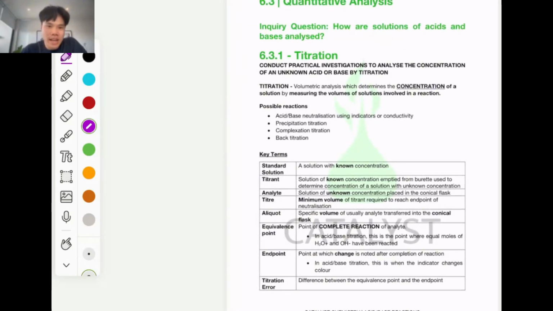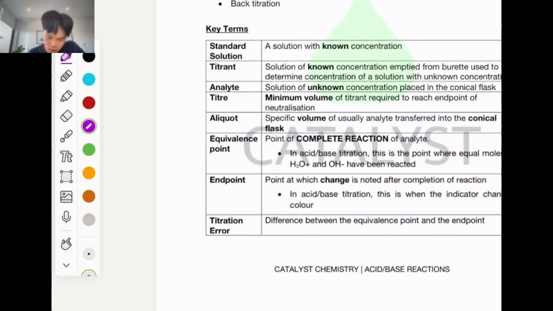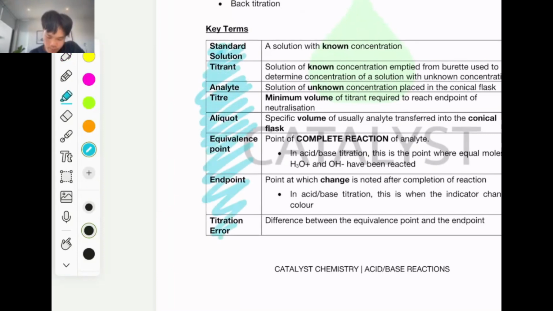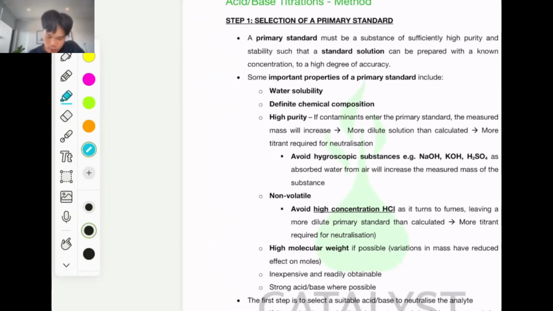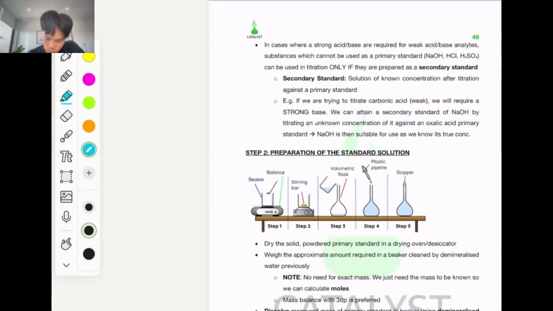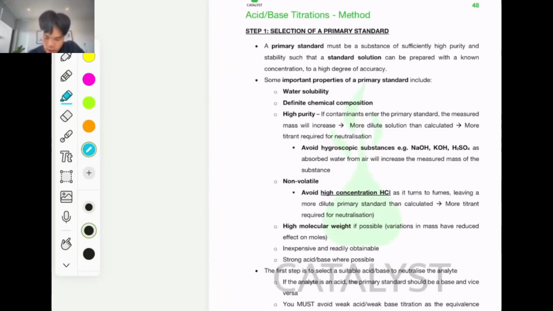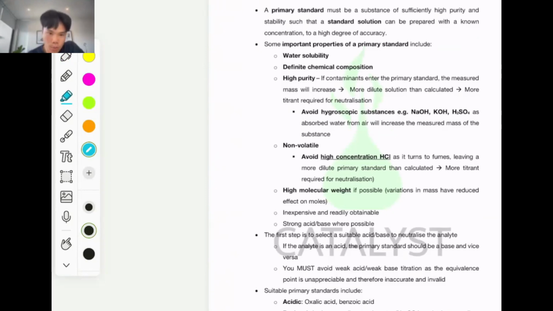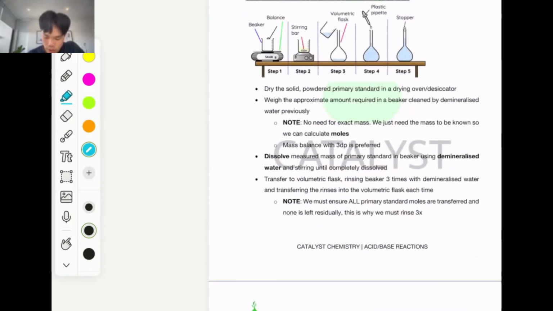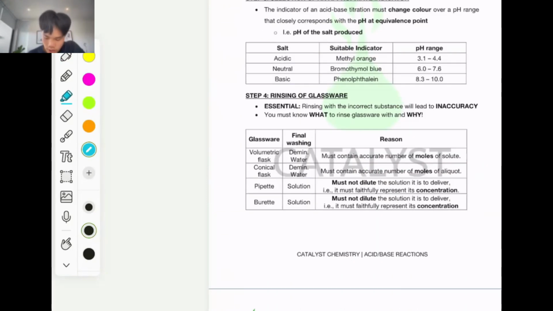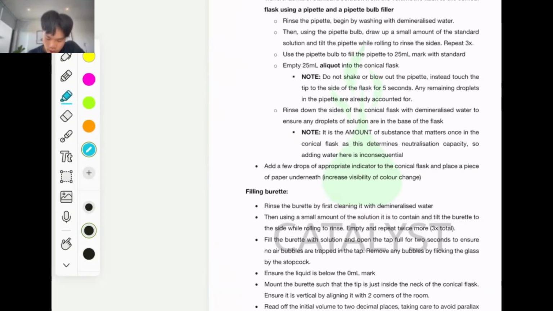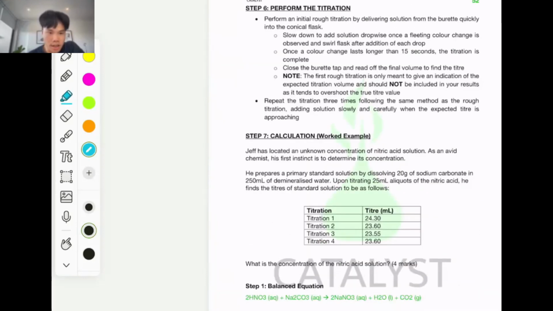Titration. Question is, how are solutions of acids and bases analyzed? You then have titration, obviously, with a bunch of key terms. So spend some time just being very comfortable with each of these. The method is listed all through here with specific details included. Probably won't talk on everything here. So just have a good idea of what is important when you're selecting a primary standard, what's important when you're preparing a standard solution, what's important when you choose an indicator, when you rinse your glassware, when you prepare the solutions for titration, when you actually perform the titration, and finally, how you do the calculation.